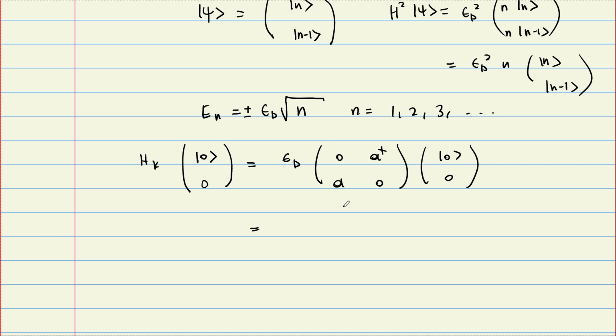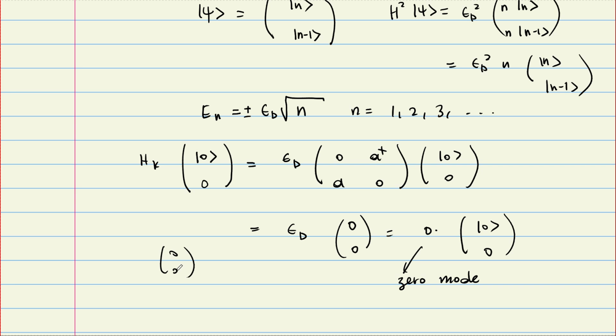And if you do this, A dagger times 0 is 0, and A, the lowering operator, hitting on 0 is also 0. That means it's like 0 times 0, 0. So this is the 0 mode. Sometimes I see people saying that 0, 0 is also a 0 mode. 0, 0 is not a 0 mode. It's like 0, right? It's the trivial ket. So this one is non-trivial because there's a non-zero element inside. And although you have a non-zero element, the eigenvalue is still 0.